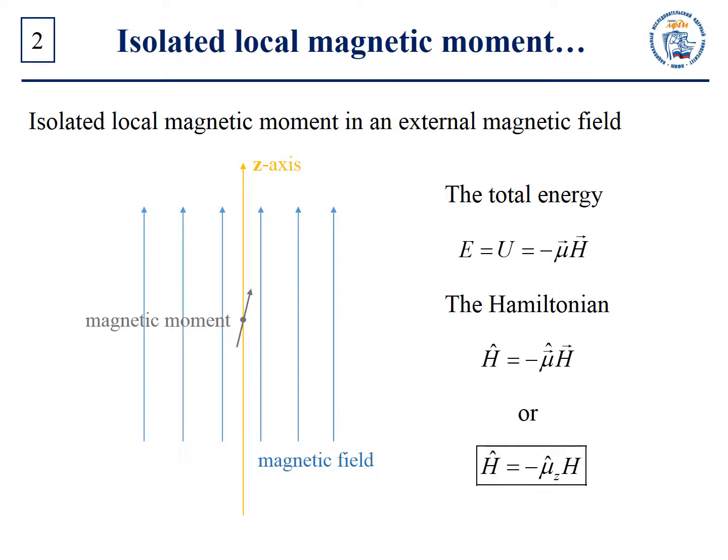We consider an isolated local magnetic moment μ subjected to an external magnetic field of strength h. In the case that this moment is associated with an atom in the solid, its kinetic energy is negligibly small, so that its total energy E is just an interaction energy U. Hence, the Hamiltonian takes the following form, where hatted μ is the magnetic moment operator. Taking a frame of reference with z-axis oriented along magnetic field, we have finally for the Hamiltonian the following expression.